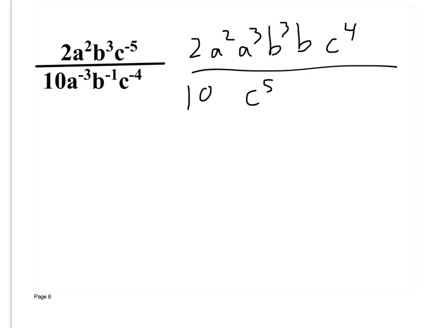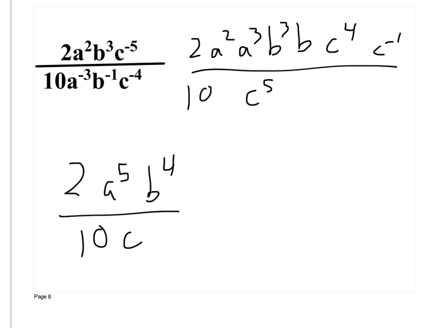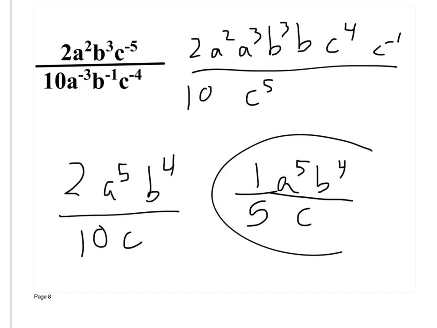And then I combine my powers, a and a. When you multiply bases, you add exponents. Multiply the b's. c to the 4th. You subtract 4 minus 5. You would get c to the negative 1, which would put it on the bottom. And then you also reduce 2 and 10 to get 1/5. There's your answer.